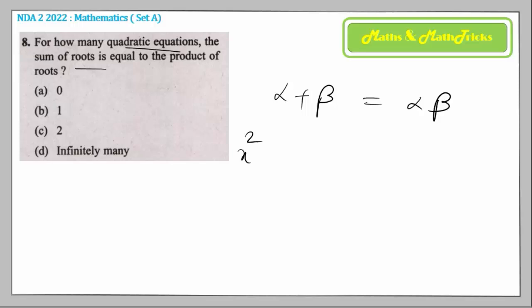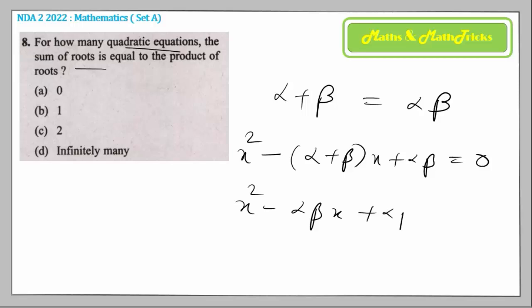You know the standard form of the equation when alpha and beta are the roots is x square minus (alpha plus beta) into x plus alpha beta equals 0. Now this is x square minus alpha beta x plus alpha beta equals 0. So what I am doing is both are the same, right? I am taking it as k. So I will get x square minus kx plus k equals 0.